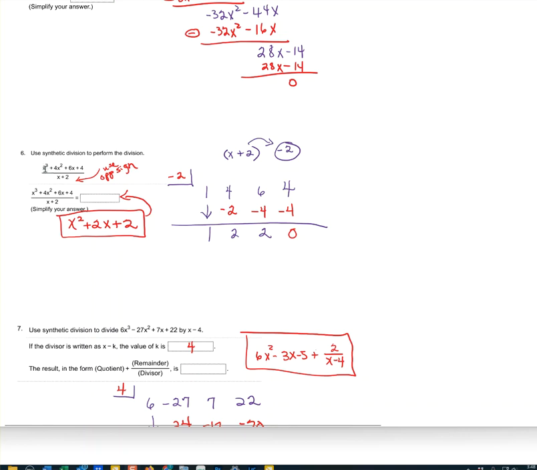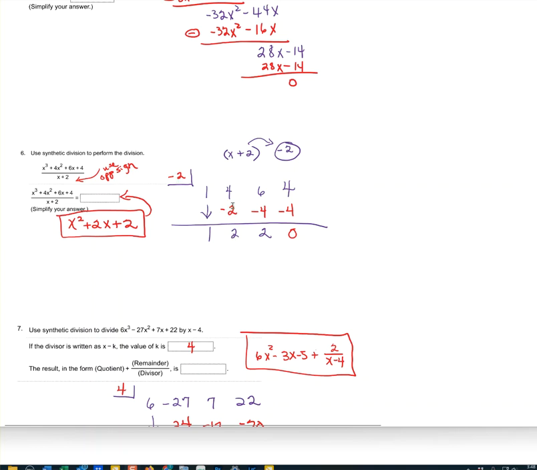So we'll take the numbers here, 1, 4, 6, 4. Put that in a line. We're doing a backwards L, and we're putting negative 2 there. First number, just draw an arrow and put it down here. The rest of the time, you are multiplying and then adding. So 1 times negative 2, put it here. 4 minus 2 is 2.